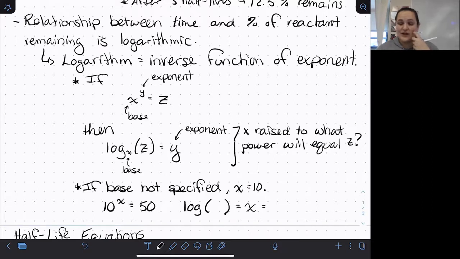So in the case of base 10 logs, it's pretty easy when x is an integer, when your exponent is an integer. But in this case, it's not going to be. So this is where logarithms come in handy, because you can just punch into your calculator log of 50, and that is going to solve for that exponent for you. And you should find that your calculator tells you it's about 1.699.